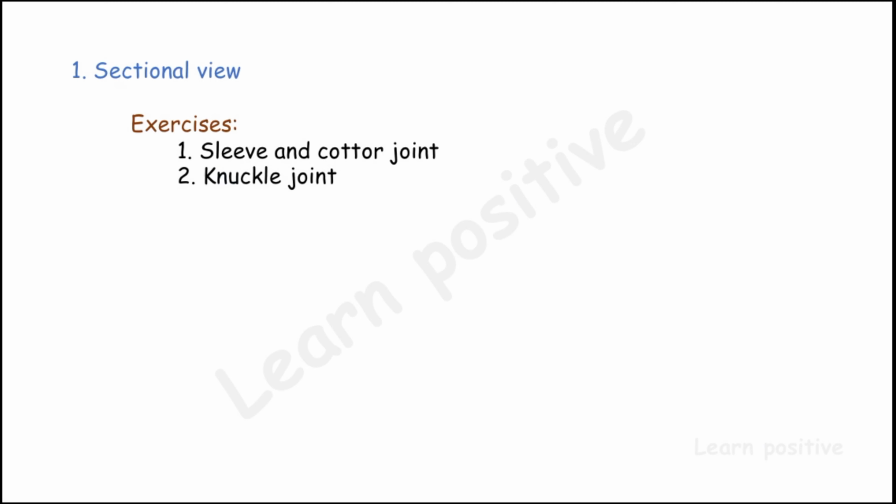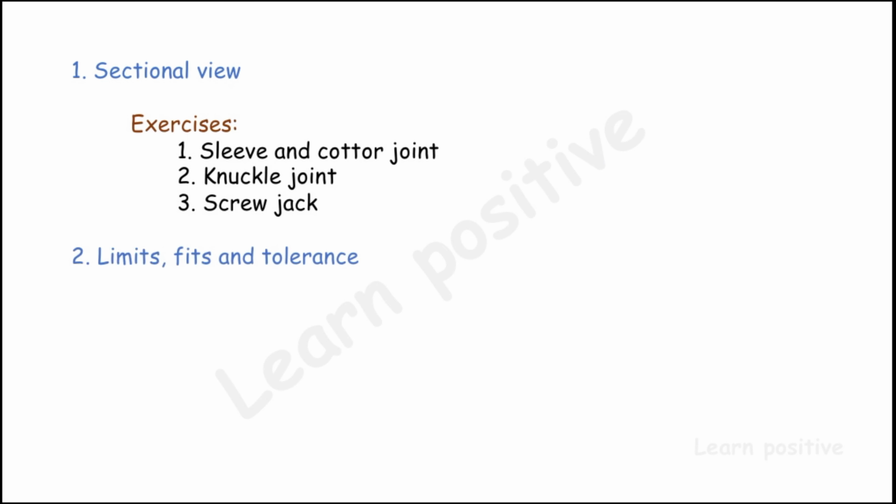First, I am going to take unit 1 sectional views with 3 exercises. I took 3 exercises with unit 1. They are sleeve and cotter joint, knuckle joint and screw jack.